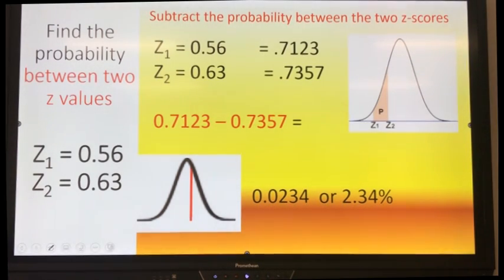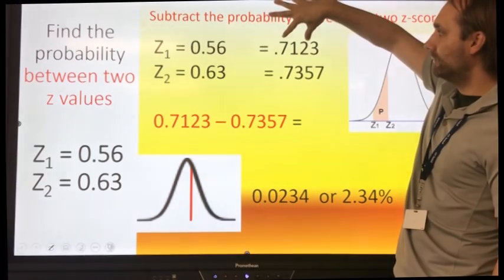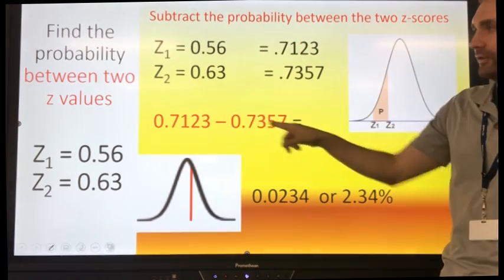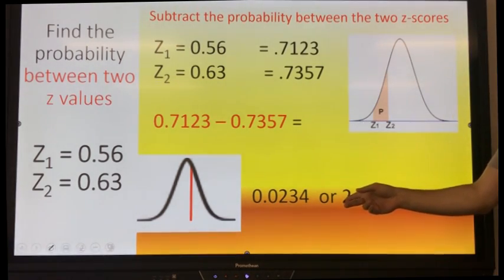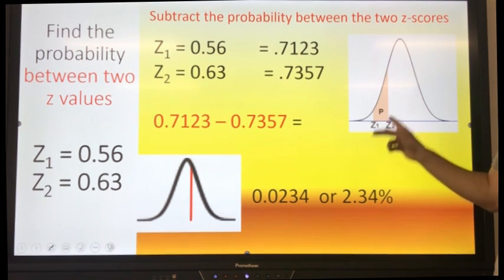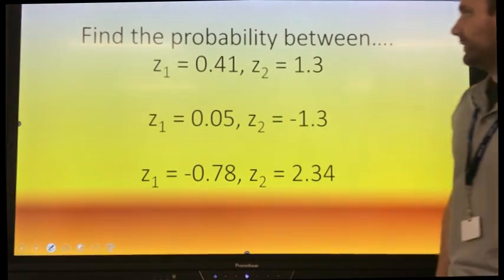Lastly, let's find the probability between two Z values. So what's the probability of you scoring between a 50 and a 60? So you're going to take your first Z value and determine the probability of that one. Take your second, find the probability of that. And then subtract the two from each other. And then that gives you your new probability between the two. So find the first, find the second, subtract. That's going to give you your area between the two. Simple enough? Okay, now you try.